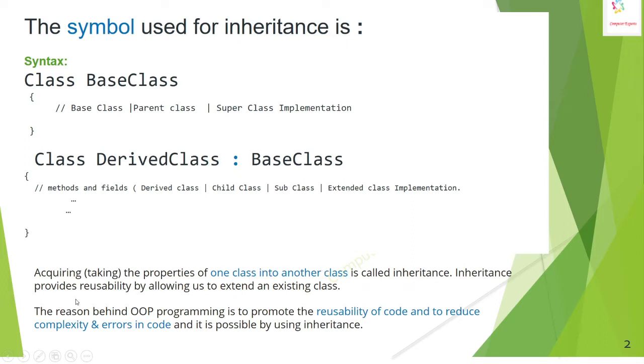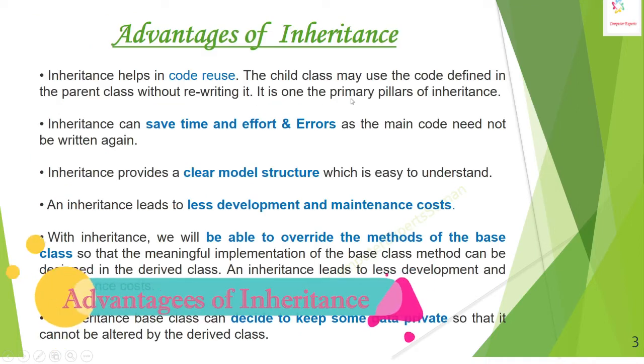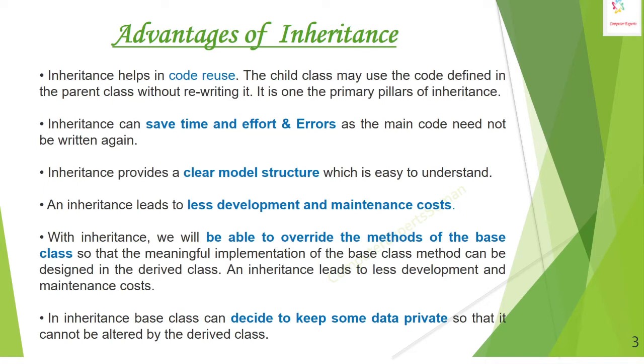Advantages of inheritance. First of all, it helps in code reuse. That is, already written code can be used as it is. And in addition to this, if you want to extend the code, we can write the extra methods in the derived class, child class, or the subclass. Second advantage of inheritance is that it saves us time and effort, because we don't have to write the main code again and again. Next advantage of inheritance is that it leads to less development and maintenance cost, because now you don't have to write the common code again and again.